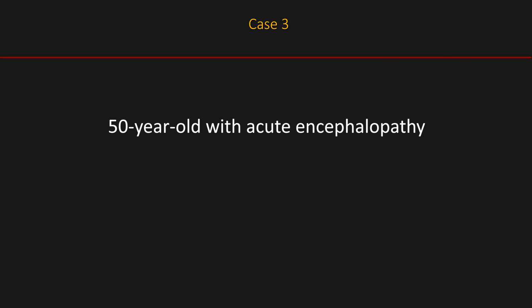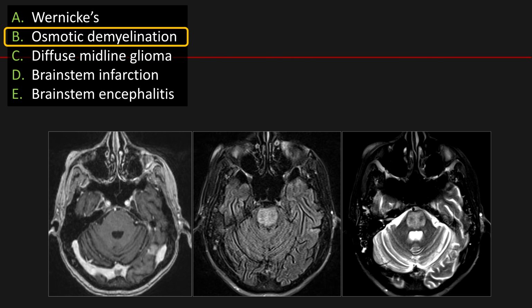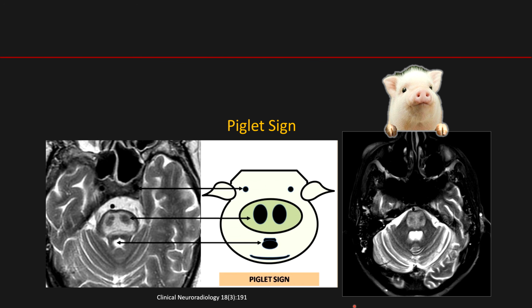Next case. This one has a classic picture of osmotic demyelination syndrome. On the axial view, that's called the piglet sign. You have a preserved corticospinal tract, so that looks like the snout of the pig, and the fourth ventricle looks like the mouth of the pig. This configuration right here also looks like a trident, so sometimes it is referred to as the trident sign.